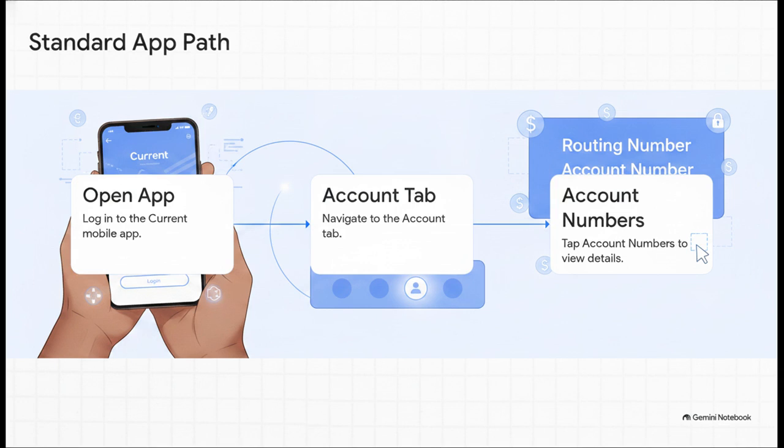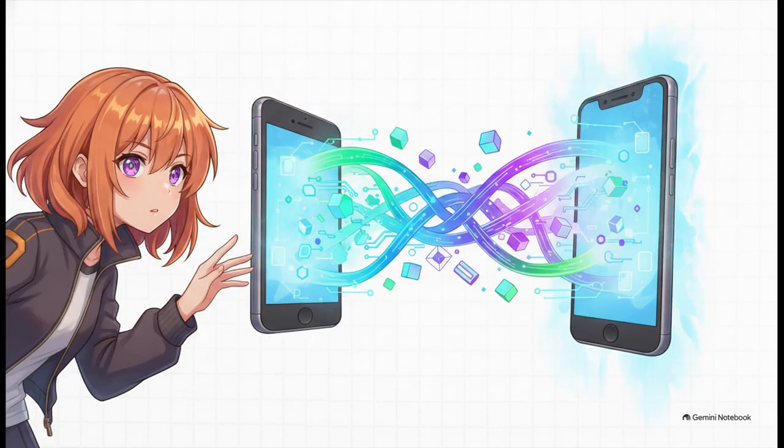Right there, clearly displayed on your screen, you're going to see both your routing number and your account number. You can usually just copy them right from that screen with a single tap. But wait, what if you're looking at your phone right now and your app interface looks a little bit different than what I just described? Do not panic. Behind the scenes, Current has actually been executing a phased transition of its technical ledger infrastructure.